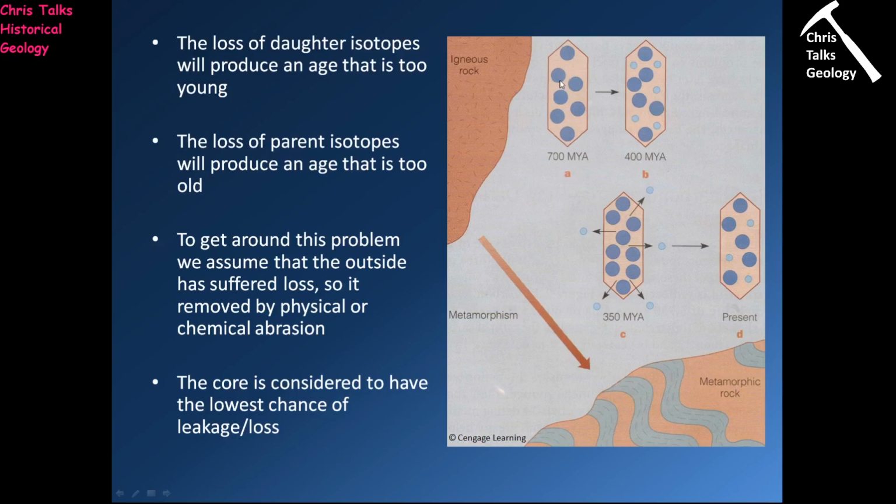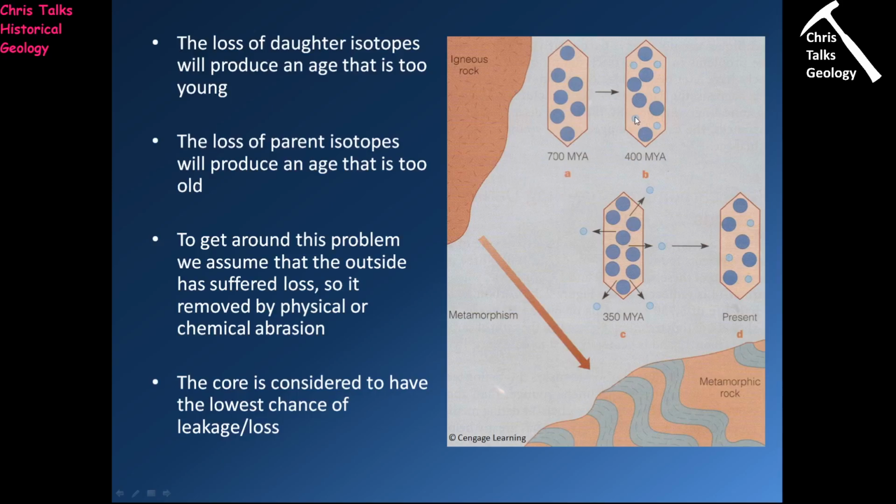Okay, and these big blue circles represent the uranium. As we've discussed, the uranium is perfectly comfortable in the zircon crystal lattice. Now, over time, some of this uranium is going to decay to lead, which are the small blue circles. The problem is the lead is not welcome in the crystal lattice.